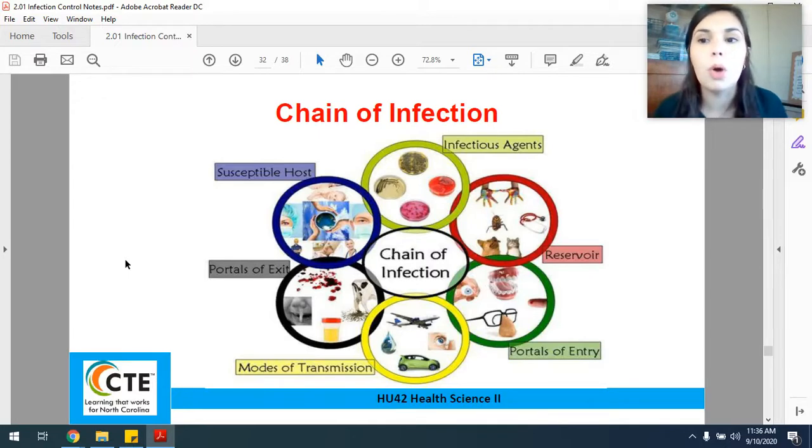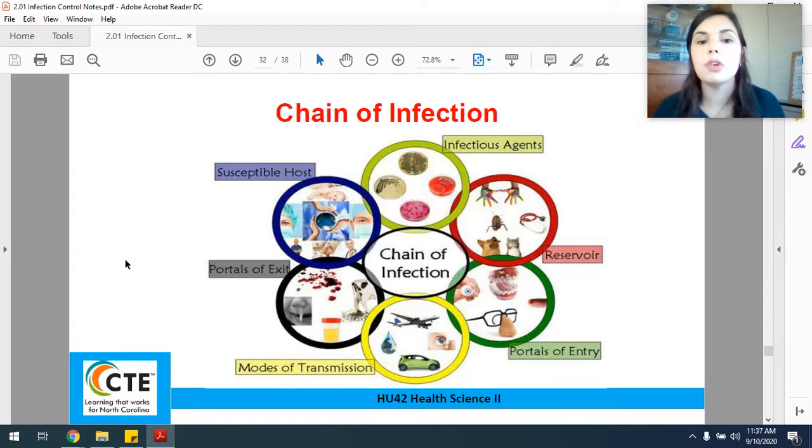You have a susceptible host, someone who is hosting or housing the infection. Then it moves to the infectious agent itself. It goes into a reservoir, which is basically where it's being housed in the body, or where it is living until it finds a portal of entry. And then that portal of entry is where it actually enters into the body, either through the air, through a cut, through something you touched.